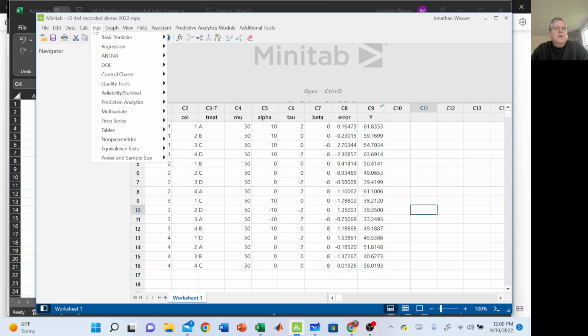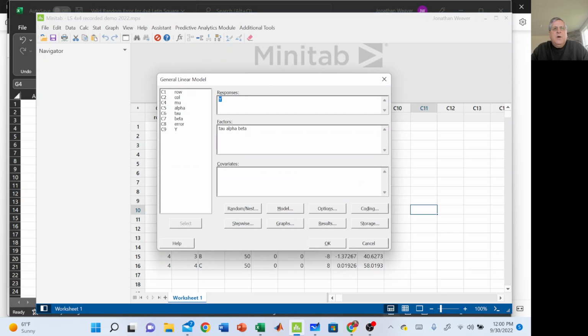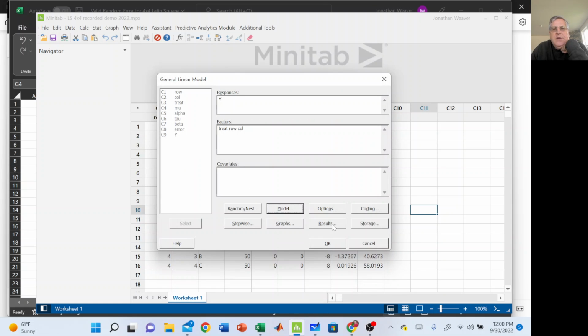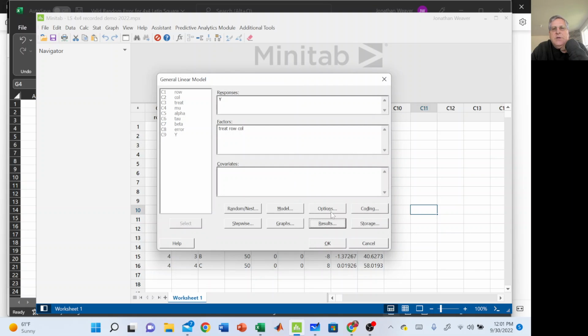And so now I'm going to analyze Stat, ANOVA, general linear model. And the response is Y. Tau, alpha, and beta, or sorry, those aren't the factors, those are the terms. The factors are, I put treatment first, and then I'll put row and column. Those are the actual factors. You don't put the coefficients in there, you wouldn't know what those are, right? So you put treatment, row, column. The model will not have the interactions, which is what we want. For results, I prefer the expanded tables and the full set. It's already set that way.